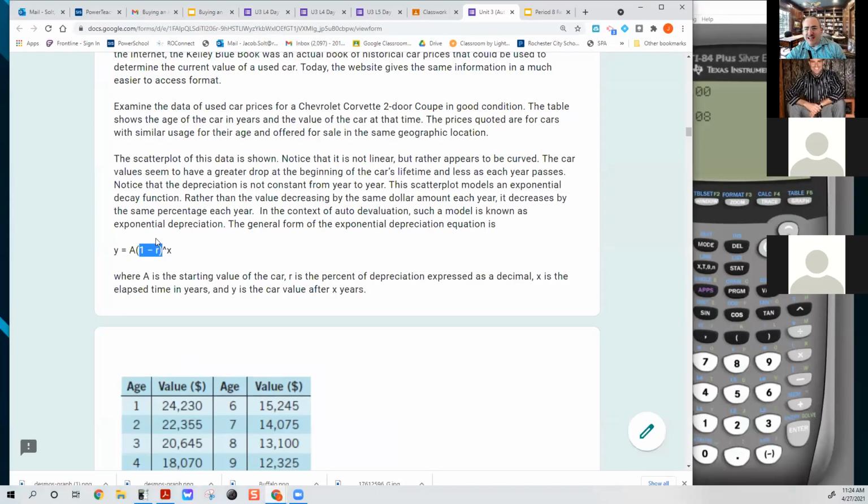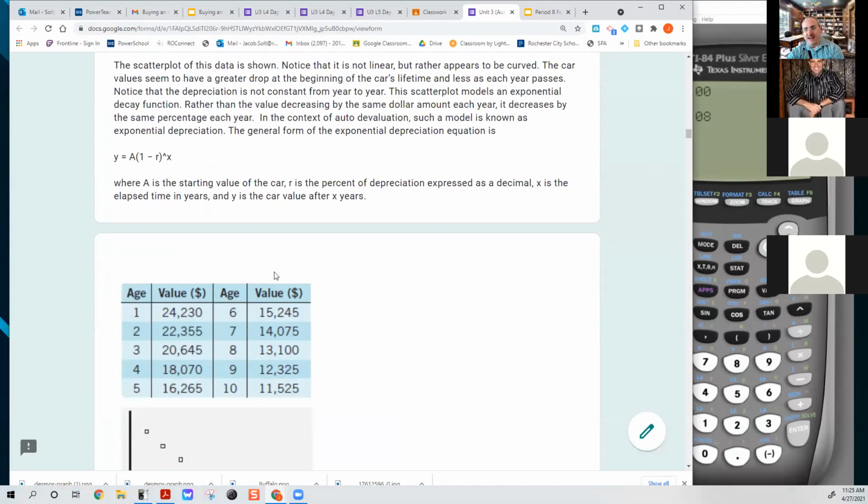A number between 0 and 1 indicates that you have depreciation. If you have a number 1 or greater, you are appreciating. Well, actually 1, you're staying the same, but anything above 1, you're appreciating. It's gaining in value. Okay.